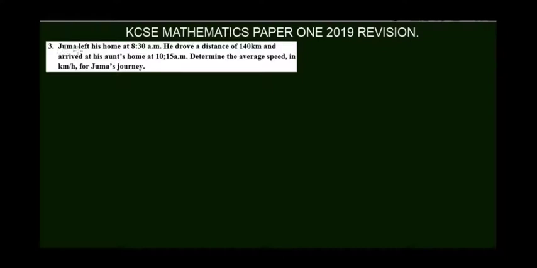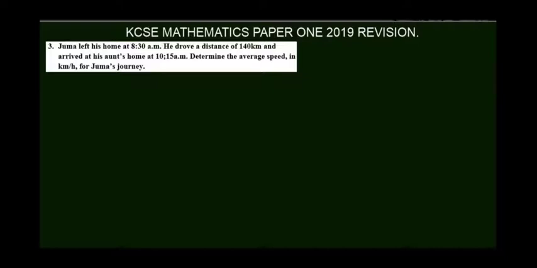In this question, Juma left his home at 8:30 a.m. He drove a distance of 140 kilometers and arrived at his aunt's home at 10:15 a.m. Determine the average speed in kilometers per hour for Juma's journey.